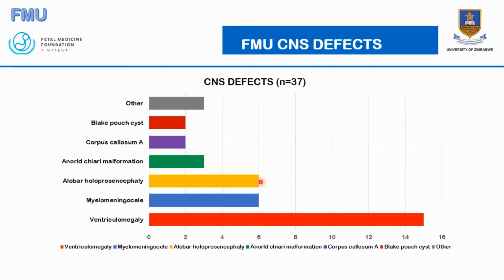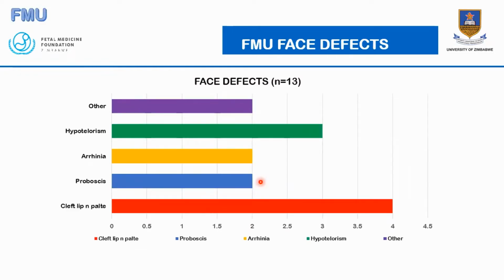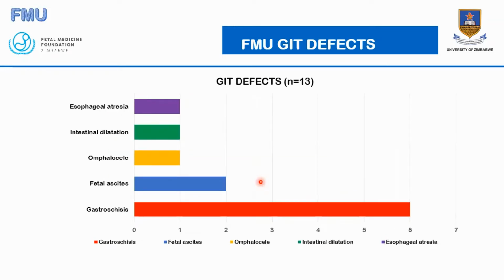Then the CNS with ventriculomegaly, myelomeningocele, alobar, let's just say holoprosencephaly, was also at the top. Then hydronephrosis, renal agenesis, and PUV, posterior urethral valves, and the multicystic kidneys and others form the rest. Then we have the facial defects. We have cleft lip and palate, proboscis, arhinia, hypotelorism. All these defects are what we are picking up locally.